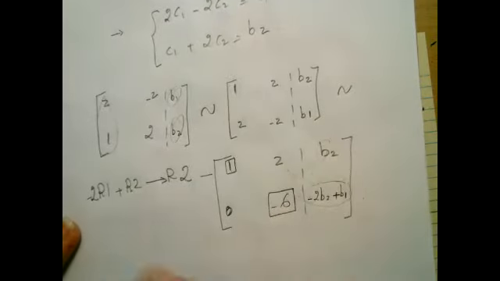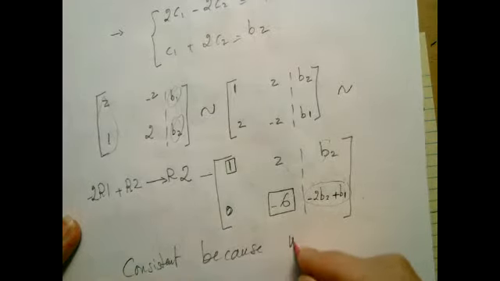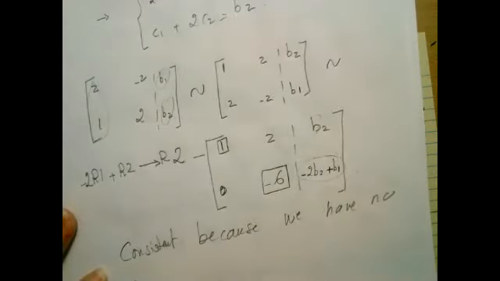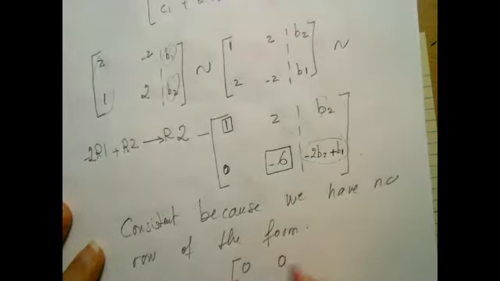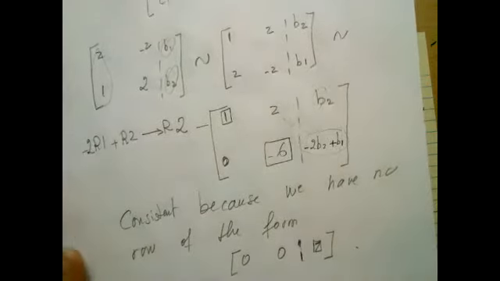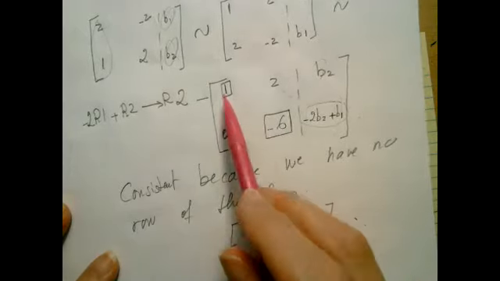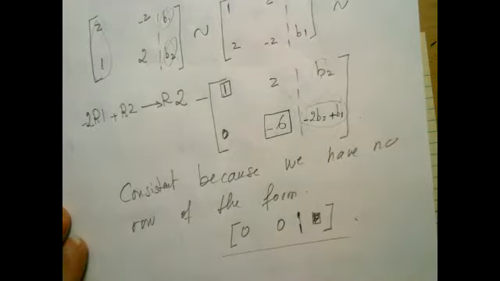So let's write this down. This is consistent because there is no way I can create a row of the form 0, 0, and a leading. There is no row of this form. We have a minus 6 here, and we have 1 here. It means we have no row of this form. It means the system is consistent regardless of what B is.